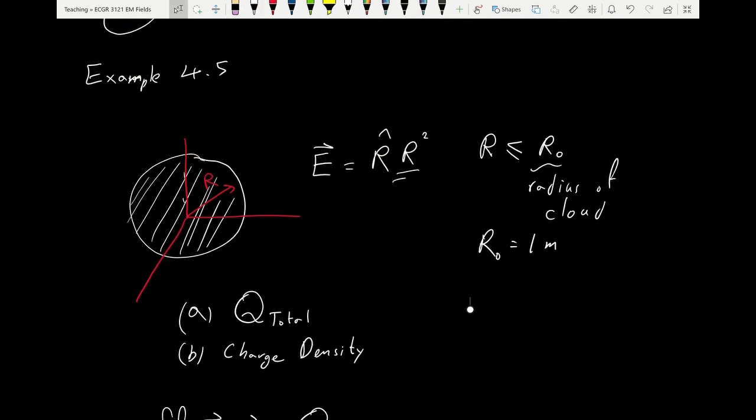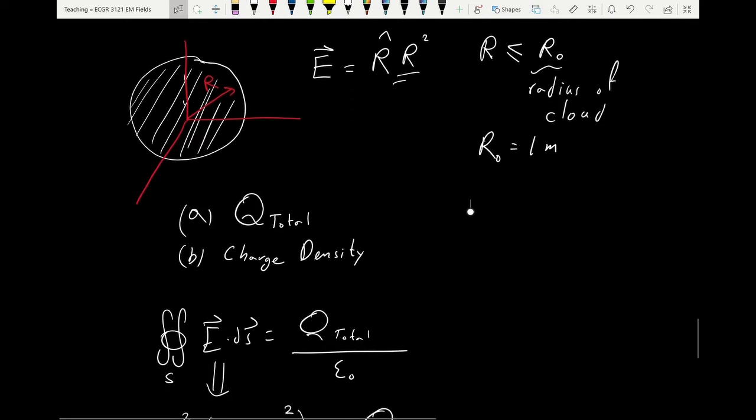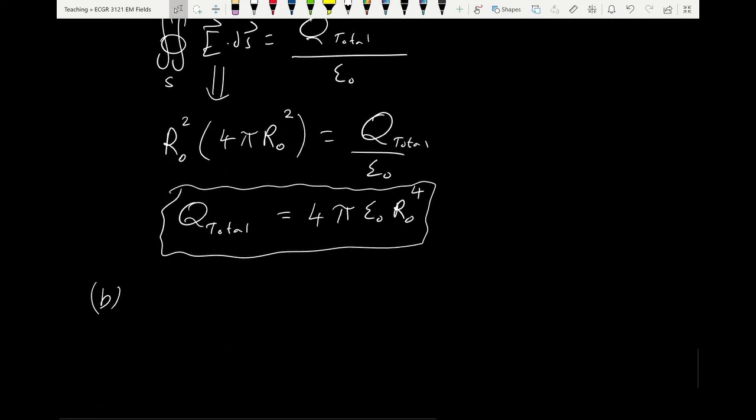So the assumption here, which is true, is that the volume charge density is a function of r. There are two ways now to calculate the volume charge density. We could just integrate over the volume, since we know what the total charge is.